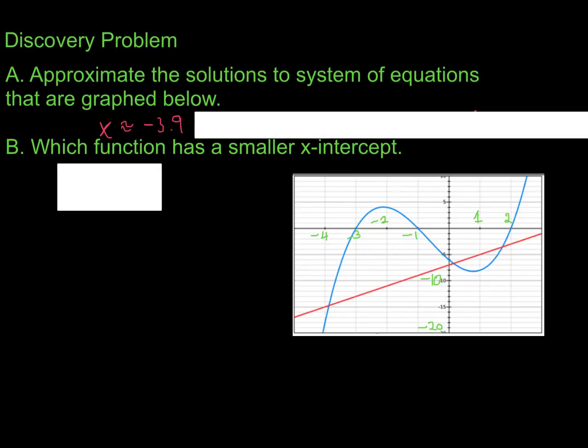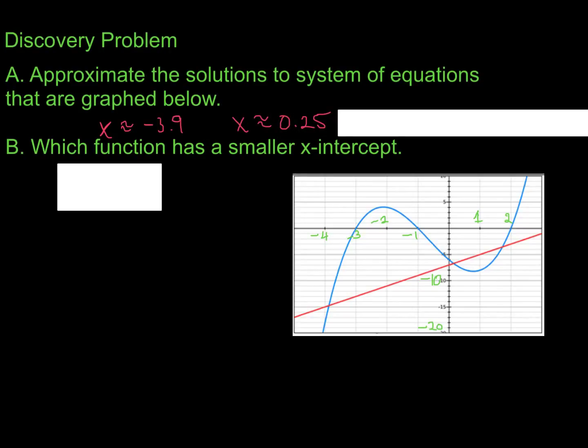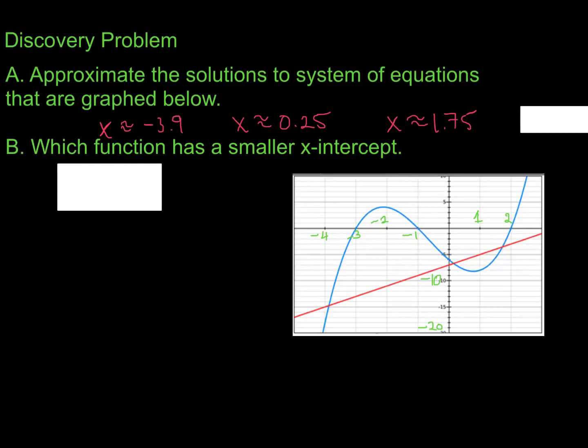Moving on, over here we see that they are also intersecting. This is between 0 and 1, much closer to 0, so I might say 0.25. And then lastly, we have a point of intersection between 1 and 2, which appears to be closer to 2. So I'm going to say approximately 1.75.